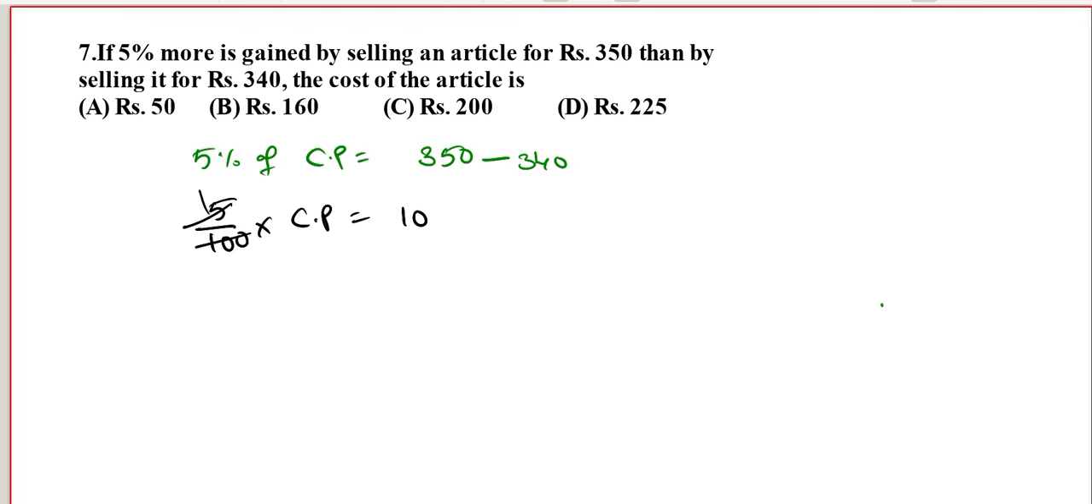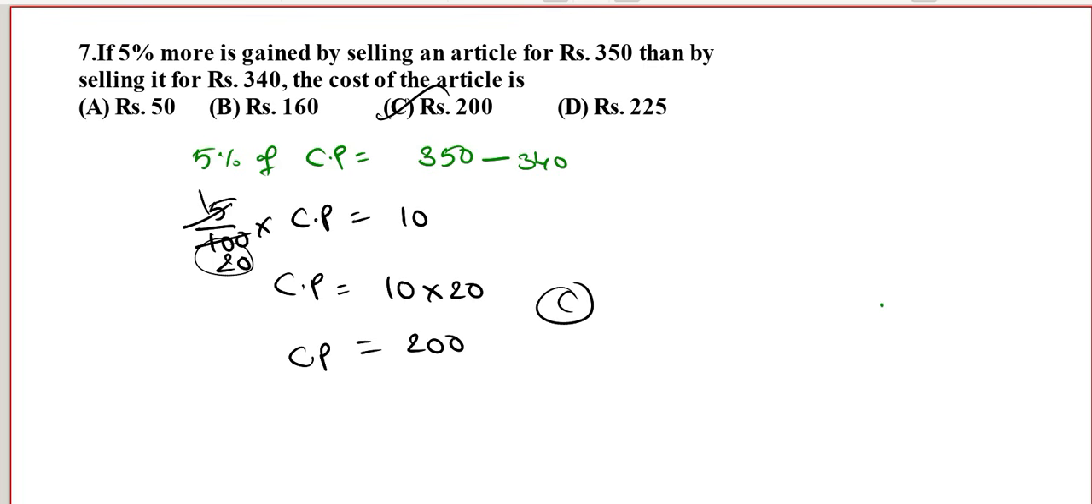5 twenties are 100, and transposing the denominator 20 to the other side, it becomes a multiplier. So the cost price is 10 into 20, that is 200. So the cost price of that article is 200 rupees. That is, option C is the correct one for this question. Now let us go ahead with the next question.